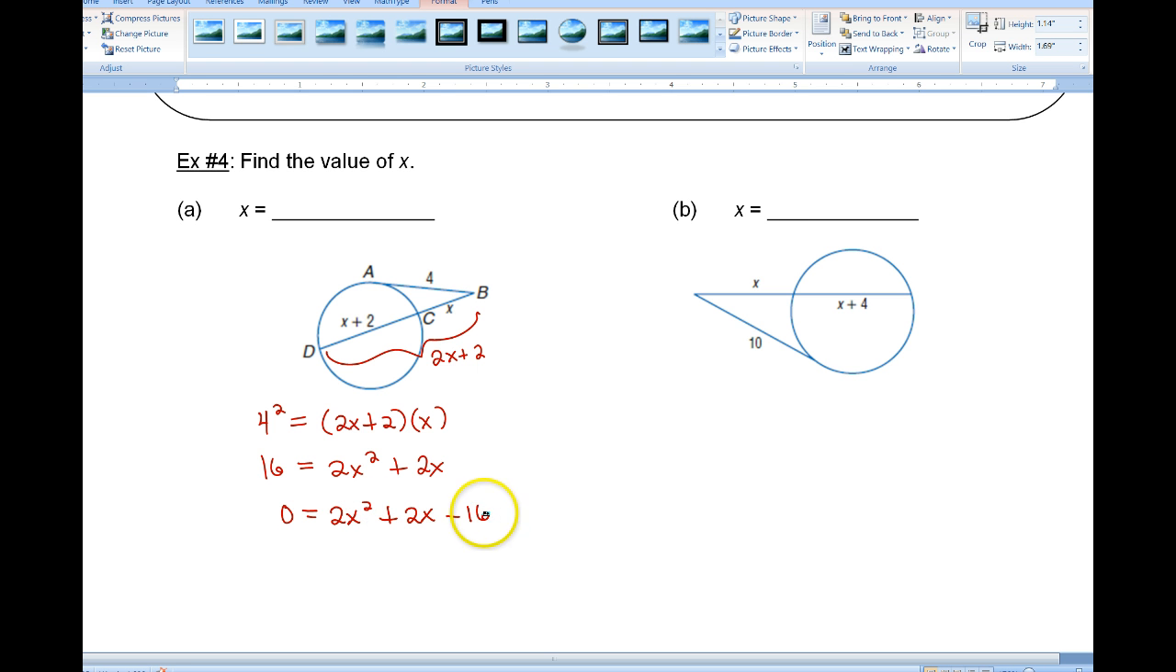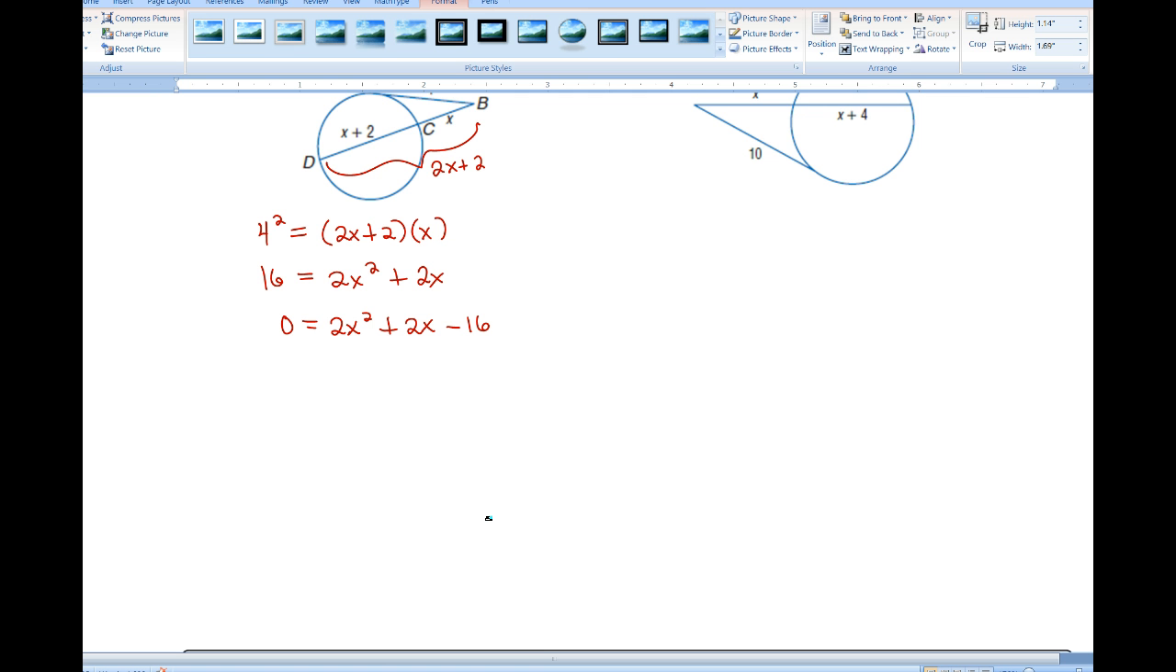I could try to factor it the way that I see it, but I notice that everything is divisible by 2. So I would divide by 2 to make it a little easier. Okay, x squared plus x minus 8. The problem is that it still doesn't factor. There's no two numbers that will multiply together to work, right? So we're going to use the quadratic formula.